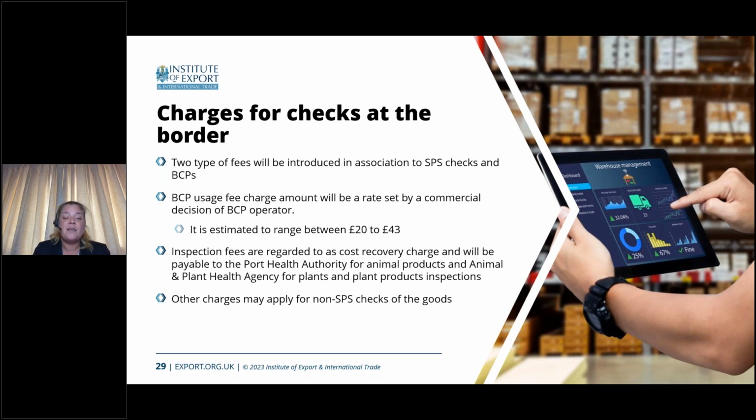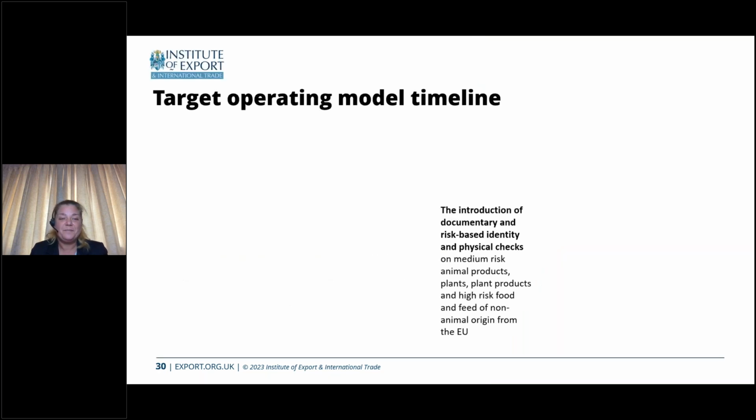In some cases, there may be other charges that may apply for non-SPS checks of the goods. So you always need to bear these in mind. And if in doubt of any charges or fees that are applied, you can always contact each border control point in order to find out those fees. Next slide, please. So if you could bring up the graphics for me there, please.